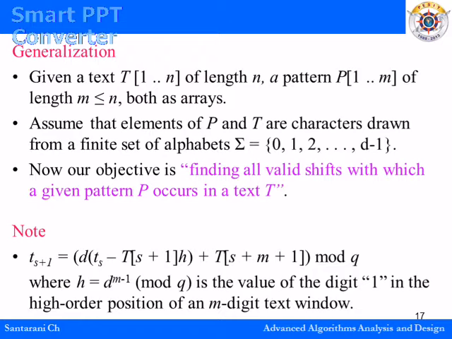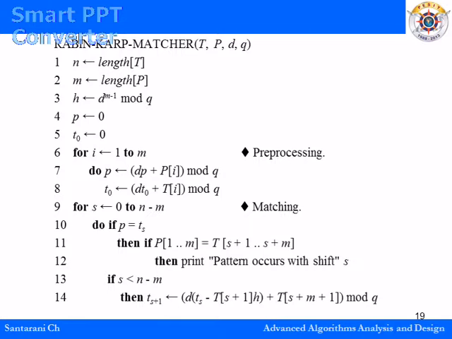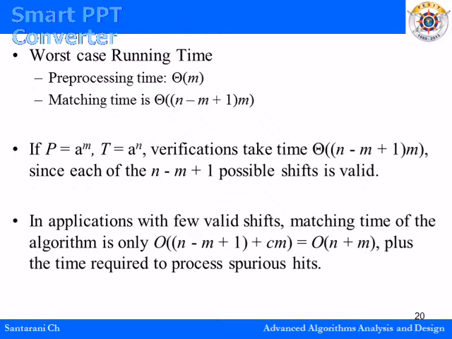Now generalizing the above algorithm, here is the actual pseudocode for the Rabin-Karp matcher. We take the text, the pattern, the radix d and the modulus q as input. The worst case running time: preprocessing time takes theta of m, and matching time takes theta of (n minus m plus 1) m.